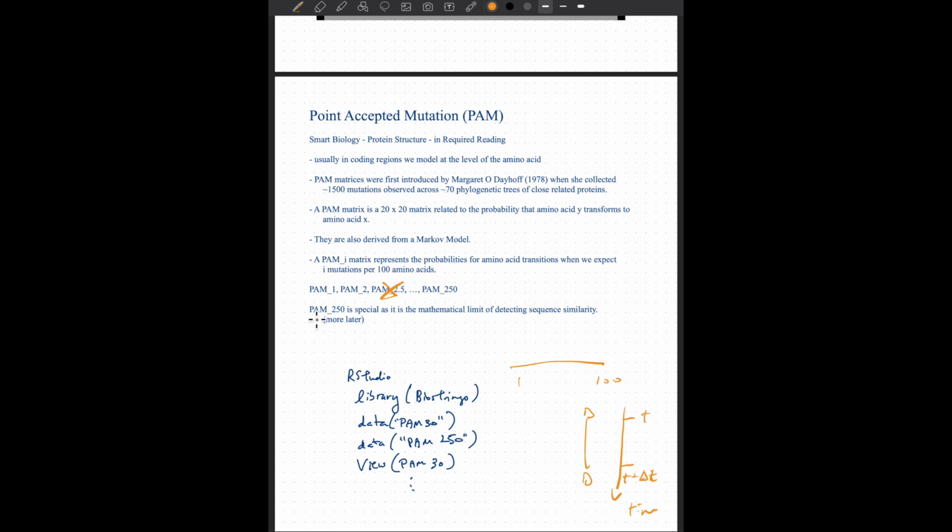So PAM250 is actually really important because it represents the mathematical limit of detecting sequence similarity. This is like 250 iterations of the Markov model, in essence. And so it's saying that we expect 250 mutations. I take that back. It's not 250 iterations of the Markov model, but it's a lot of iterations of the Markov model until we expect 250 mutations for every 100 amino acids. Okay, so it's a lot of evolution.